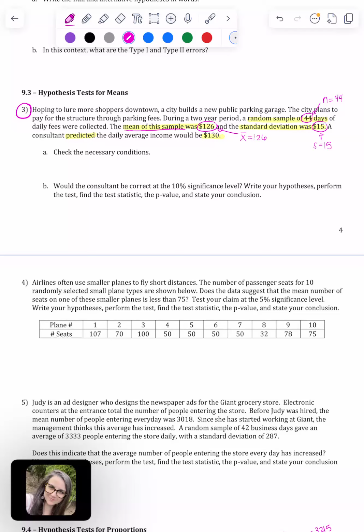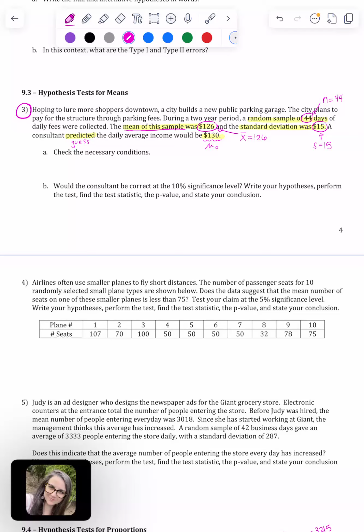Then the last sentence, it says the consultant predicted the daily average income would be $130. Well, a prediction is a guess. So this $130 is important because it's our guess for mu0. Remember from our notes for the t-test, we need a numeric guess for the mean, and then we're going to decide whether or not it is greater, less than, or not equal to that guess.